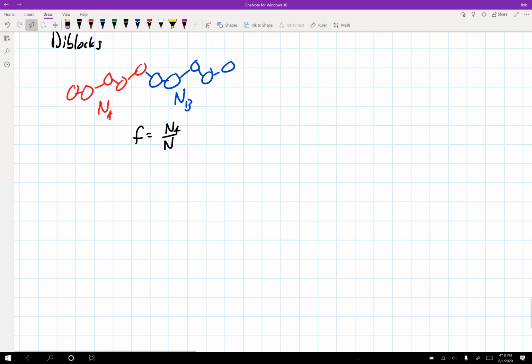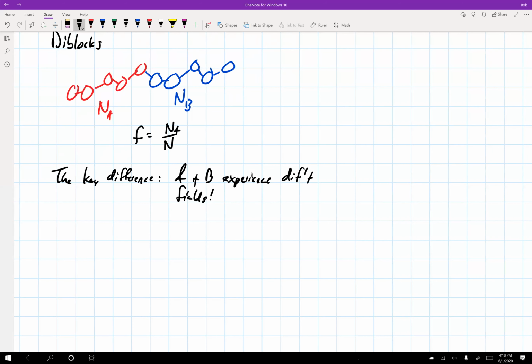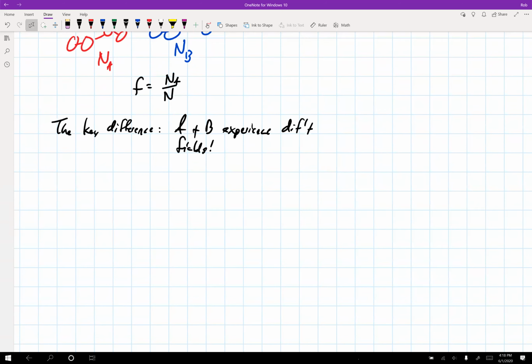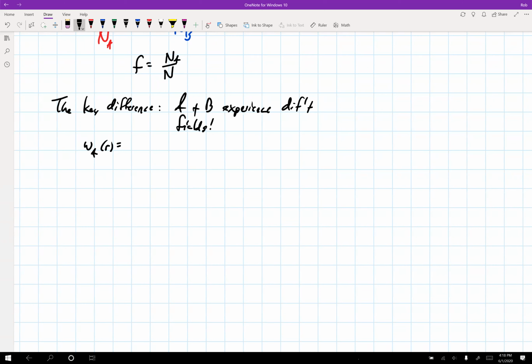And really the key difference here is that now the field w is going to depend on the index. It's going to depend on where we are on the chain, right? So the key difference is that A and B experience different fields. So that makes the indexing a bit more tedious to deal with. And so we're going to have our w_A of r. This is going to be w_A star plus epsilon_A star of r, and w_B of r is going to be w_B star plus epsilon_B star of r.